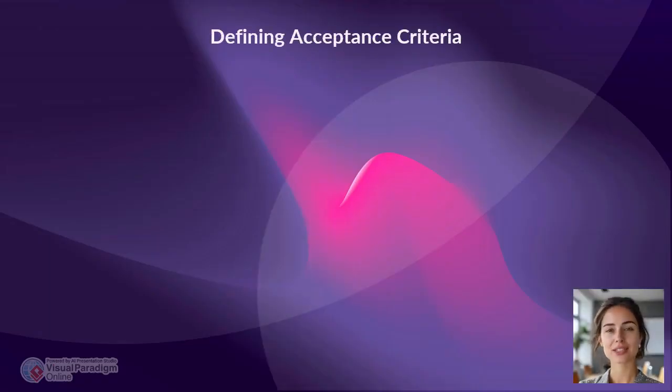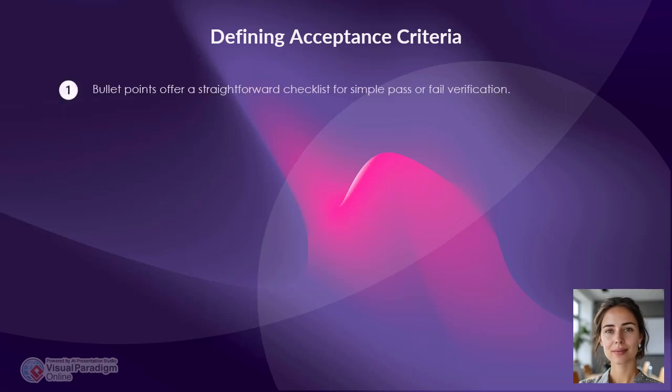Acceptance criteria act as the boundary lines for a user story, preventing scope creep and ensuring the team builds exactly what the user expects. They transform vague ideas into testable conditions. Bullet points provide the most direct way to list requirements, allowing teams to quickly verify if specific conditions are met without complex formatting or syntax.